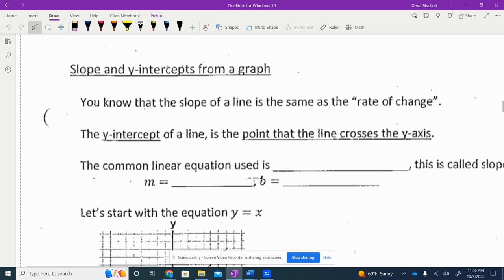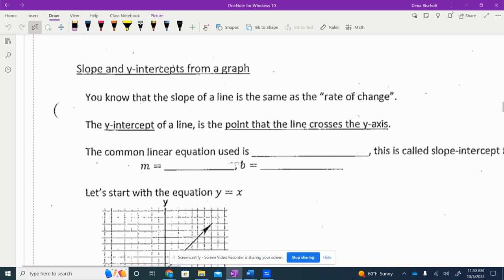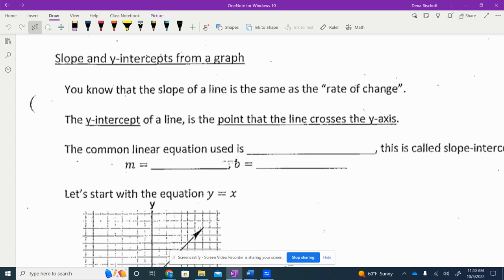Okay. So today we are talking about slopes and y-intercepts. And we're really going to look at a graph. You know that the slope of a line has the same meaning as rate of change. Does everyone have their note packets out? Okay. Gavin, you all right? The y-intercept of a line is the point where the line crosses the y-axis.